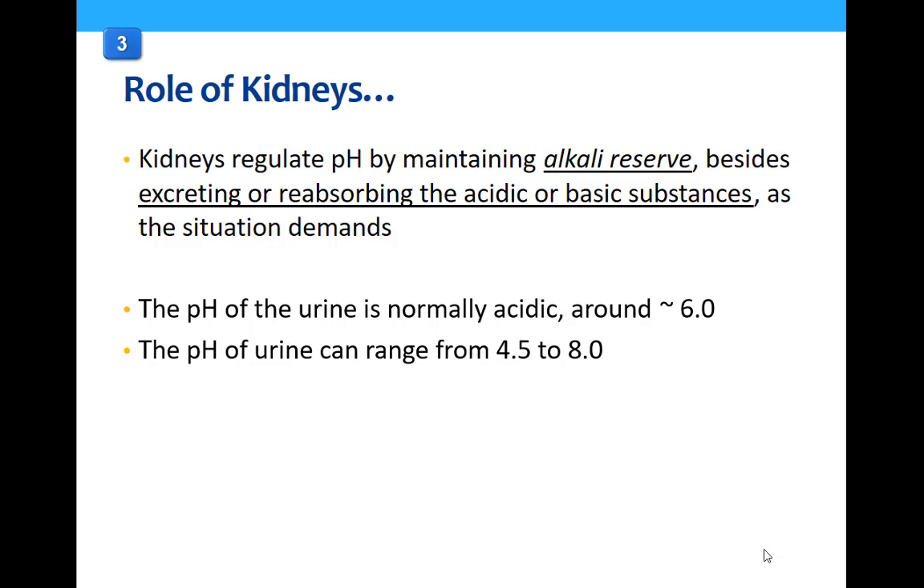Okay? But if you see here, the range that the pH of urine can have is huge, 4.5 to 8. In terms of pH, this is a huge range actually. So urine can become extremely acidic, or it can become alkaline. If somebody is having alkalosis, then the urine will excrete bicarbonate. So the pH of the urine will become alkaline depending upon the situation. But normally in a healthy individual, the pH ranges around 6. Okay?